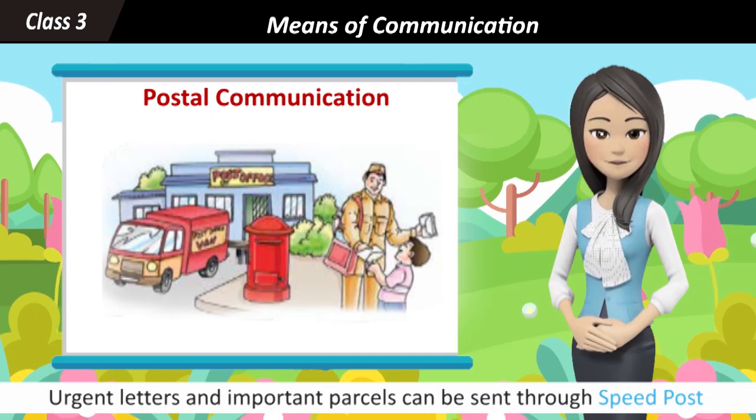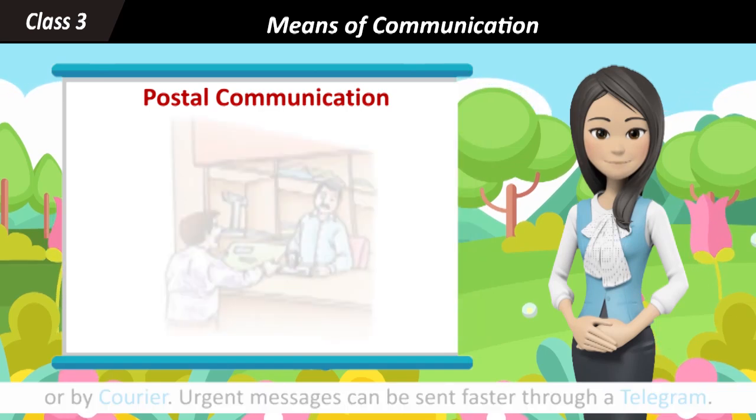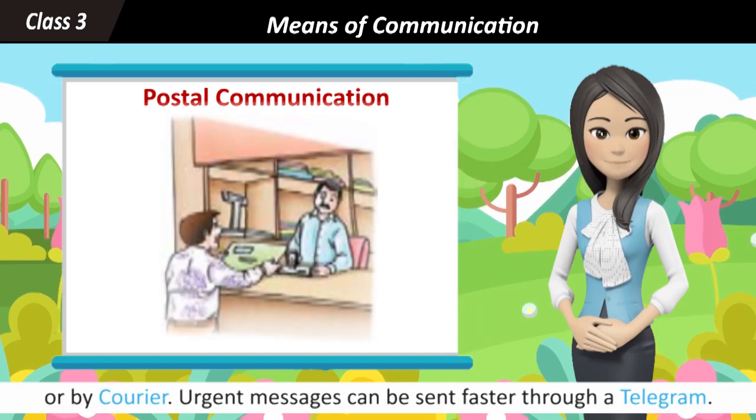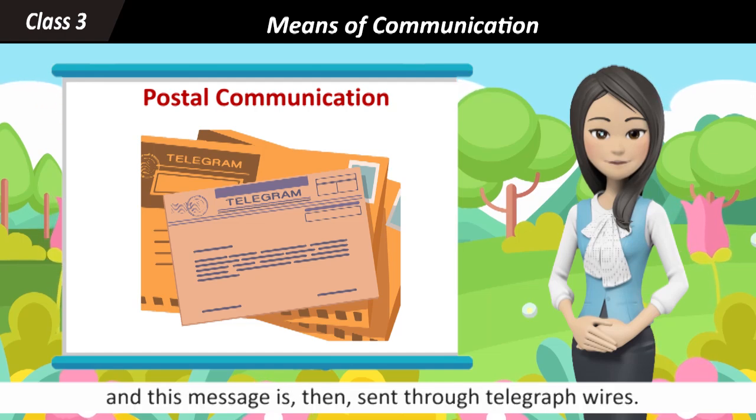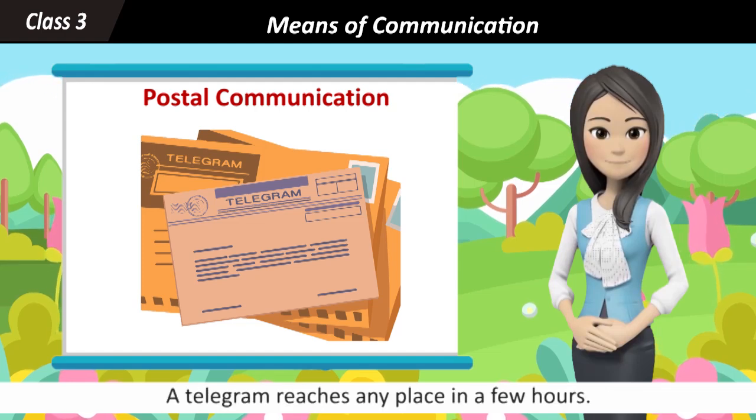Urgent letters and important parcels can be sent through speed post or by courier. Urgent messages can be sent faster through a telegram. In a telegram, we write our messages in brief on a form and this message is then sent through telegraph wires. A telegram reaches any place in a few hours.